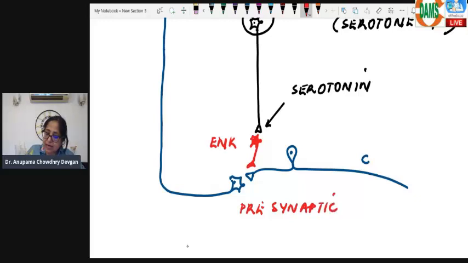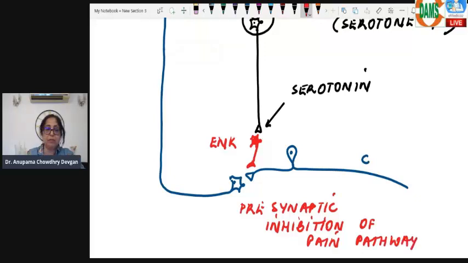It causes a presynaptic inhibition of the pain pathway, and it decreases the pain transmission, right? So these encephalinergic neurons cause a presynaptic inhibition of the pain pathway, which in turn decreases the pain transmission. Okay? The point which I'm trying to make over here is these encephalinergic neurons which are present in the dorsal horn can be stimulated by touch fibers, or they can be stimulated by this descending pain inhibiting pathway which comes from the periaqueductal gray.